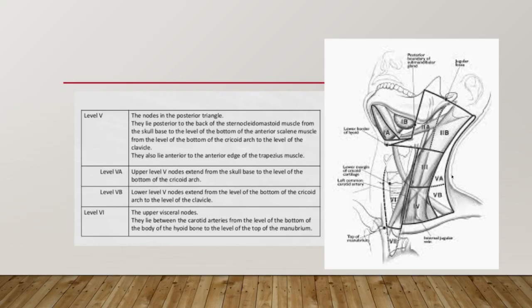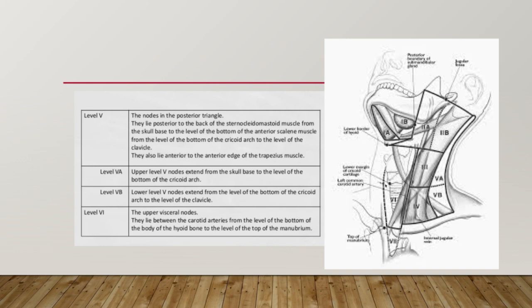The lymph node group seen in the posterior triangle of the neck, which is bounded anteriorly by the sternocleidomastoid, posteriorly by the trapezius and inferiorly by the clavicle, is again divided into level 5A and level 5B. Level 5A is the upper level 5 nodes, which extends from the base of the skull down to the level of the cricoid cartilage again.